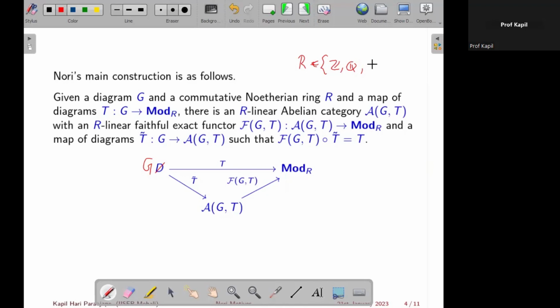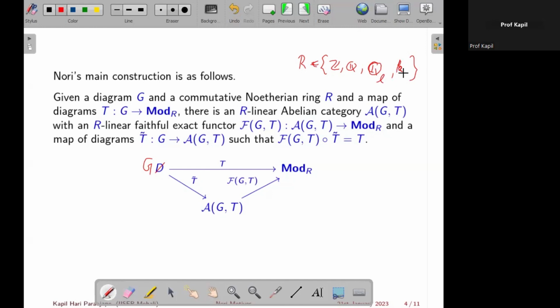Maybe you need Q_l, or maybe the underlying field for the varieties which we are looking at. So it could be Q_l, or it could be the underlying field. We'll see why that comes up at a later stage.